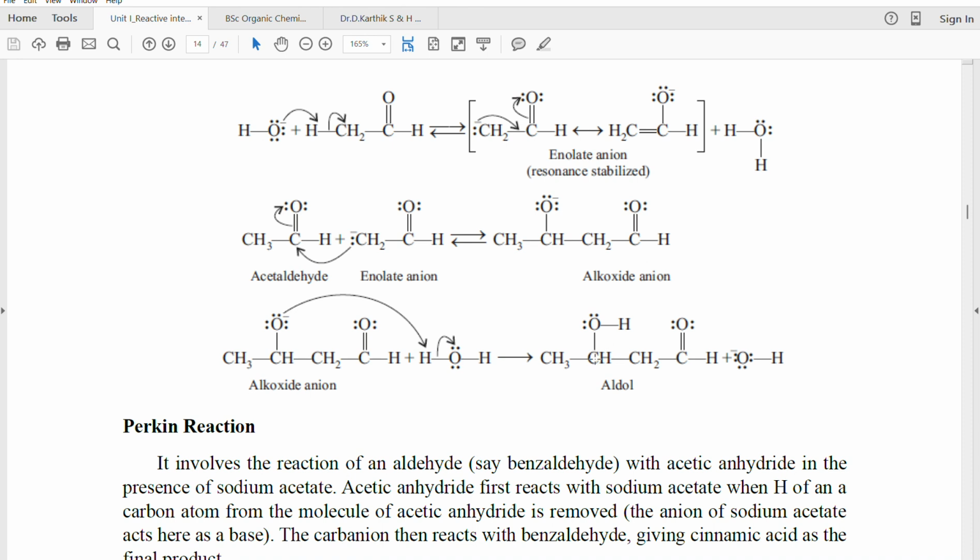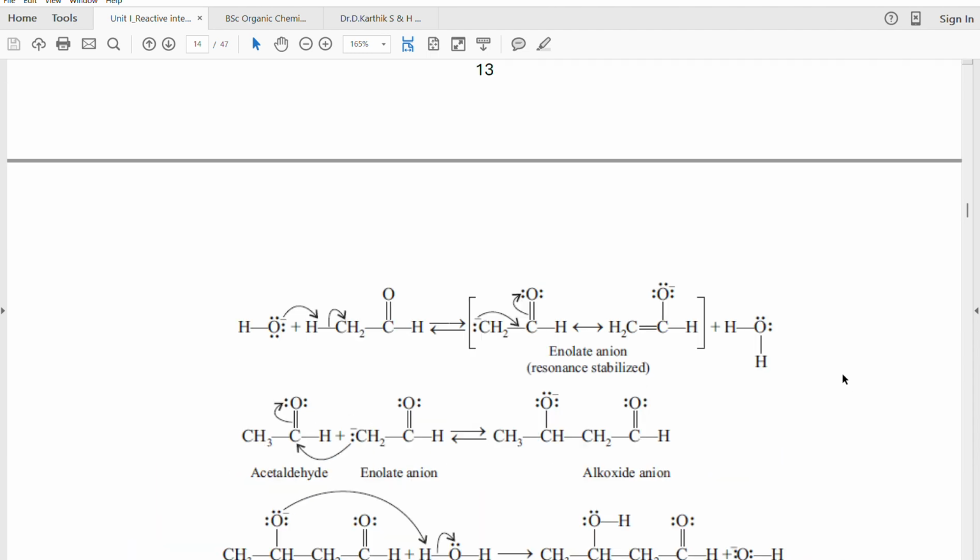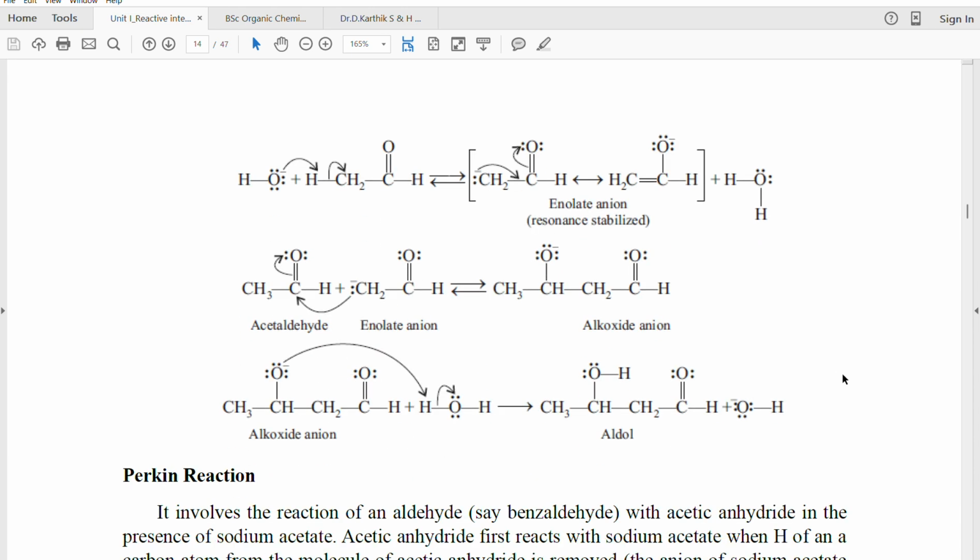So the beta carbon is having an OH group, that is the alcohol group. So that is the beta hydroxy aldehyde. So that is called the aldol. Okay, the general name of this is called aldol. Okay, so this is a condensation reaction. So the condensation reaction happens by base catalyzed reaction.